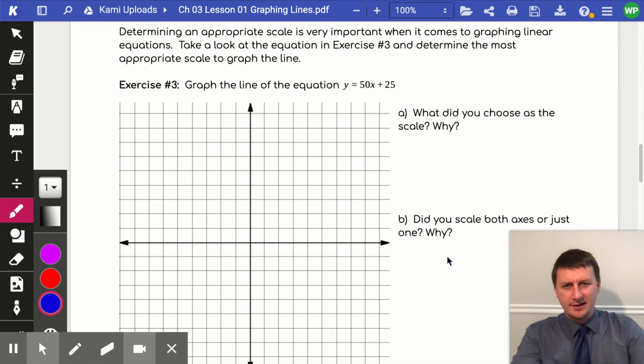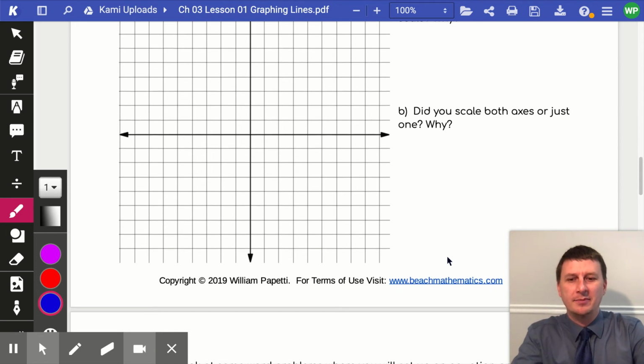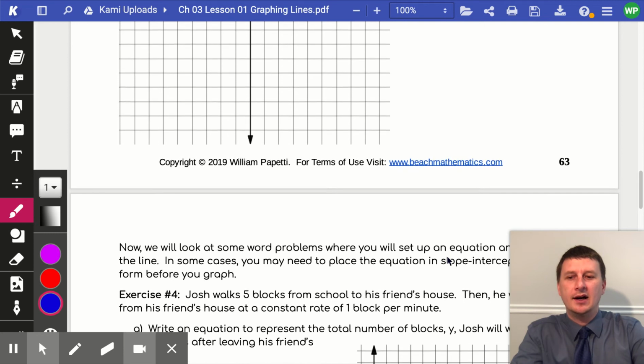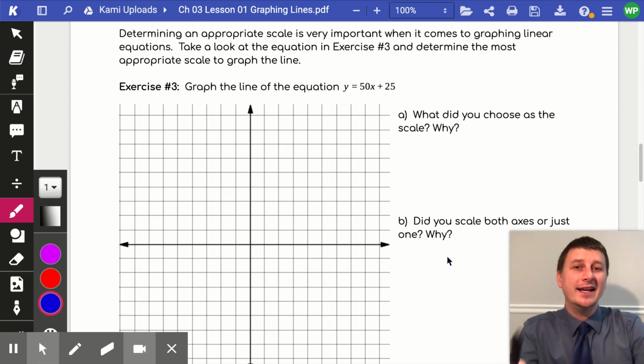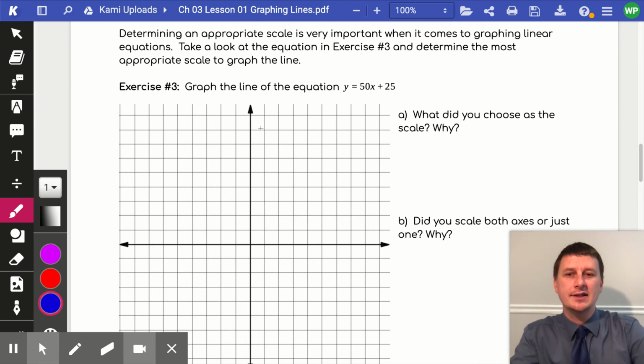In this video, we're going to be finishing up our exercise on, oh, no, we're not, because we have another page. So we are not going to be finishing up, but we're going to be continuing on in our exercises on graphing lines found in Lesson 1 of Chapter 3.